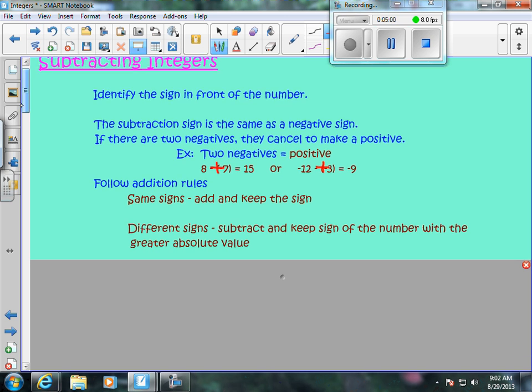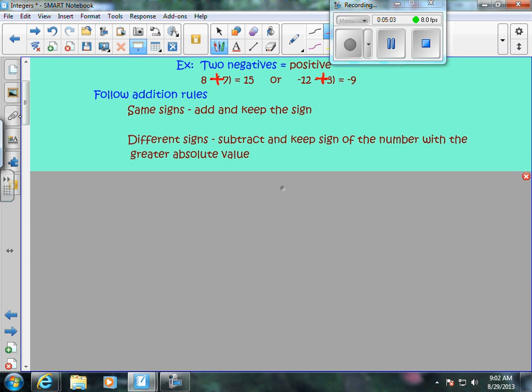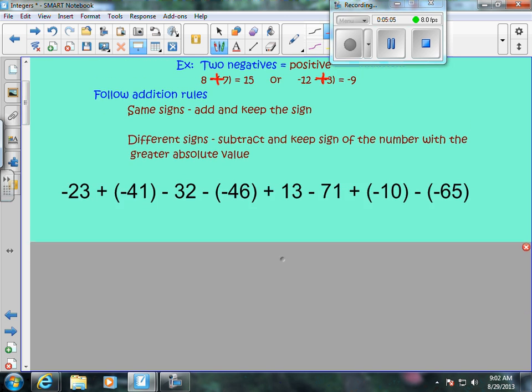So the addition rules are still here. You just have to find out what the signs are in front of each number. We're going to do a little exercise real quick to practice identifying the sign in front of the number. The 23, obviously negative. The 41, it's a negative. 32, negative. And yes, it's negative because look at the sign right in front of it. That is also a negative. You can say subtract 32 or negative 32. It is the same thing.